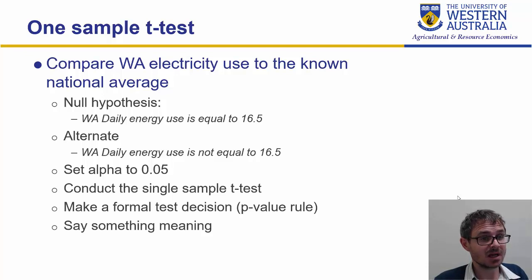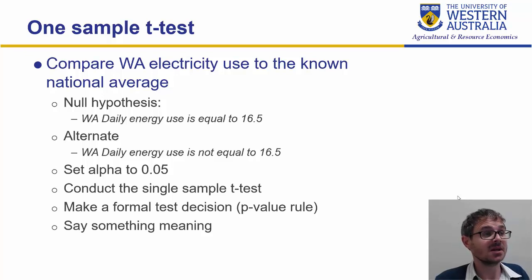In this case, it was the national average, and we wanted to say, well, is WA daily energy use equal to the national average, which is 16.5 kilowatts per hour? Our alternate hypothesis is that WA energy use is not equal to the national average. So we're just going to follow that same format, equal to something, not equal to something. To conduct our test, we set an alpha level, which is going to feed into our p-value decision rule. We conduct the test and then we try and say something meaningful.